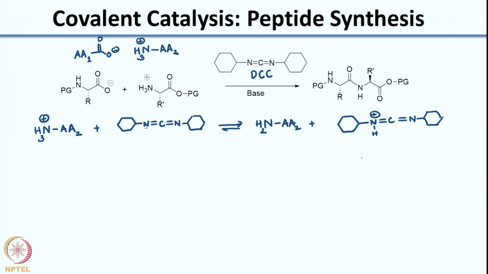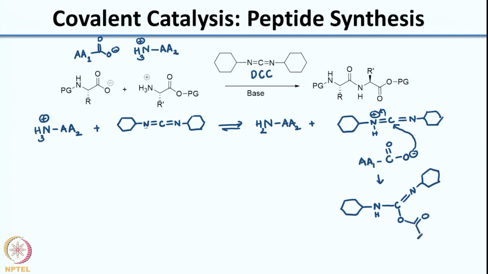So, once you have this, you can have your AA1 carboxylate. Now, what is your electrophilic center here? So, what is the sink? It is here and you can push the arrows here. So, then what you get is, so you get this intermediate, alright.